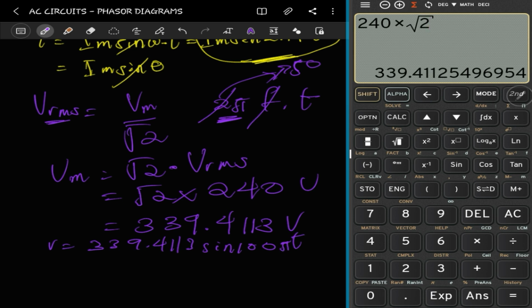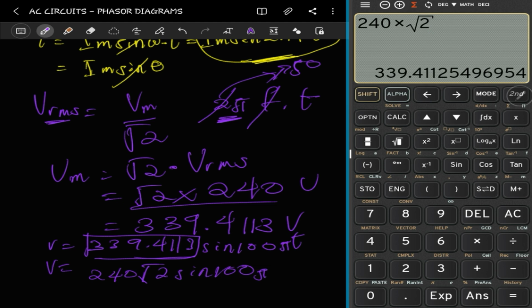If you want, you can even turn the pi to a value. But this same thing, you could avoid this one here, and write just what we have, because it's a root number. There's a root attached. So we could have 240 root 2, and we have sine 100 pi t. Pi is a value, right? So this is how we write the voltage from the voltage source, we represent it as a function of time.